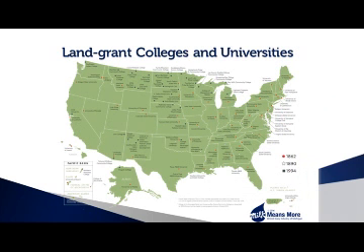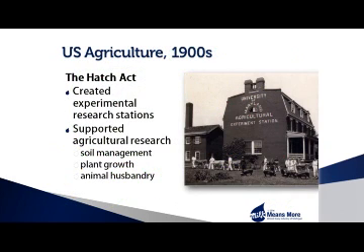Passage of the Morrill Land Grants Acts in 1862 and 1890 provided financing for the creation of colleges specializing in agriculture and mechanic arts in every state. Examples include Iowa State University, Michigan State University, and The Ohio State University. The Hatch Act of 1887 gave federal funds to each land-grant college to create agricultural experimental research stations. They were to conduct agricultural research and pass along new information about soil management, plant growth, and animal husbandry.